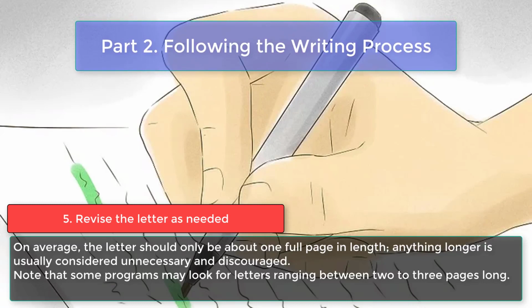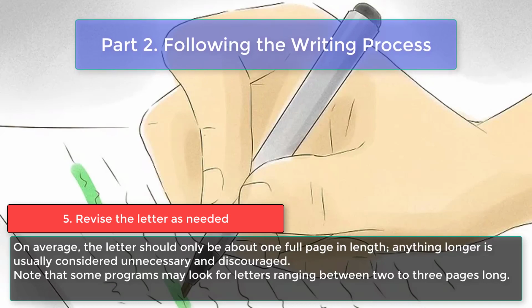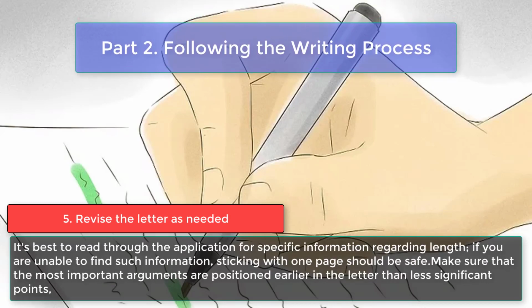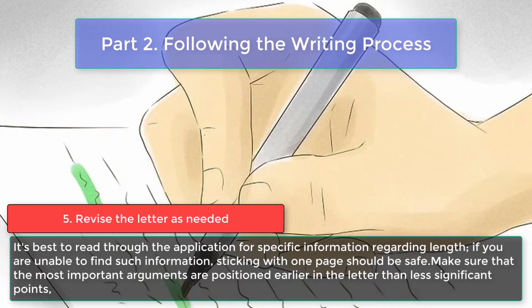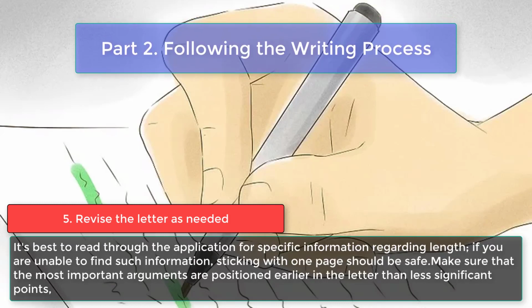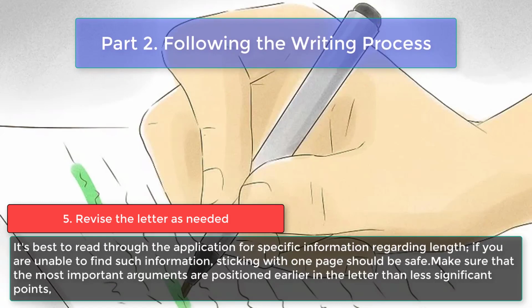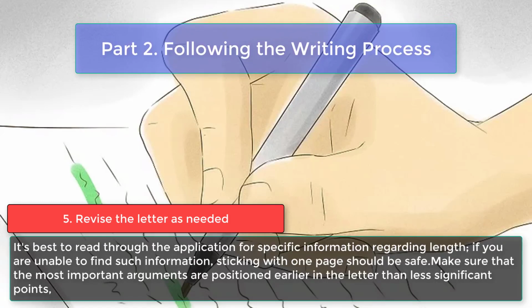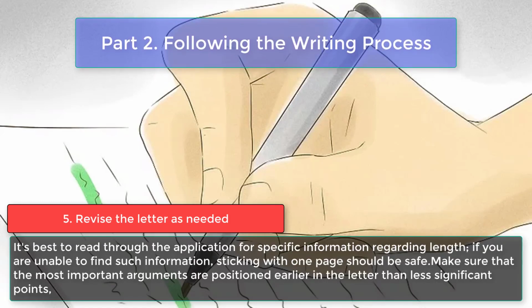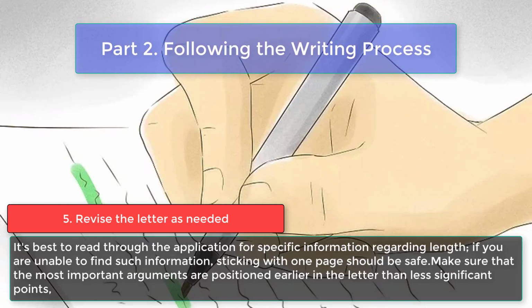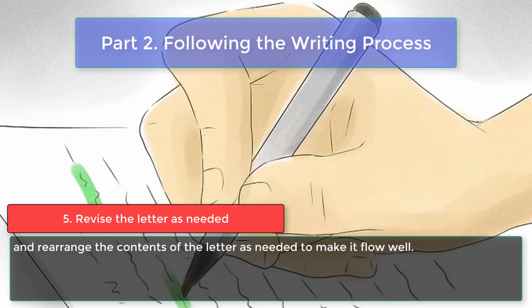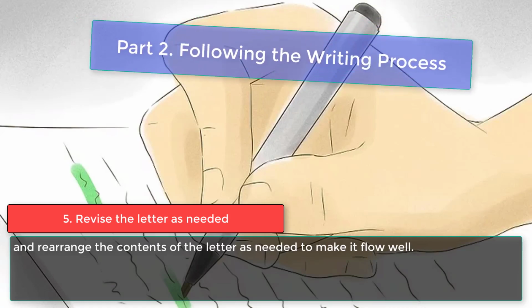Note that some programs may look for letters ranging between 2 to 3 pages long. It's best to read through the application for specific information regarding length. If you are unable to find such information, sticking with 1 page should be safe. Make sure that the most important arguments are positioned earlier in the letter than less significant points, and rearrange the contents of the letter as needed to make it flow well.